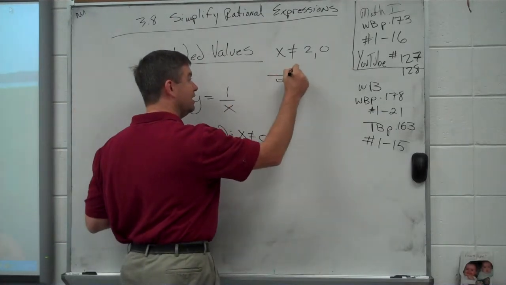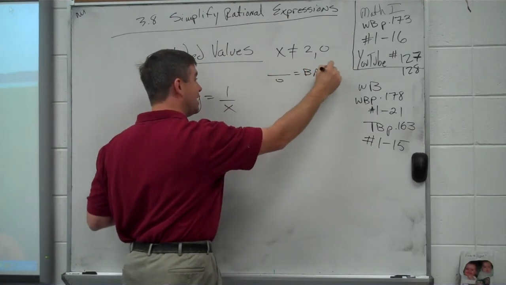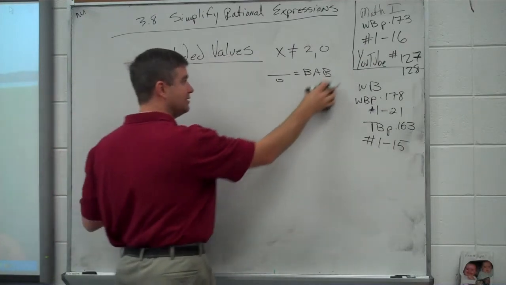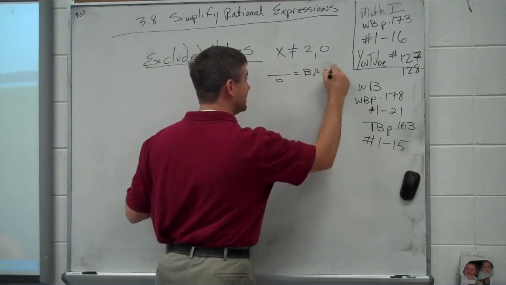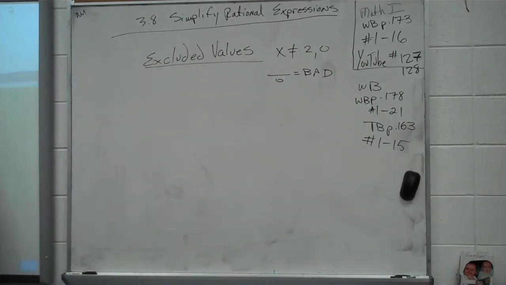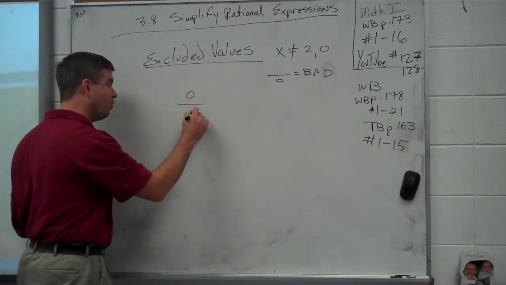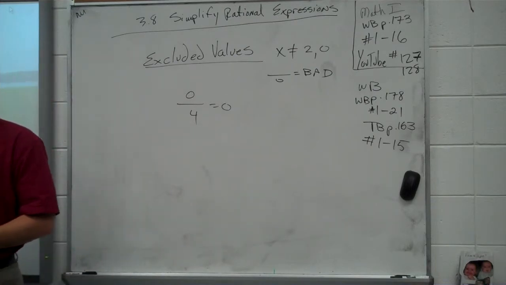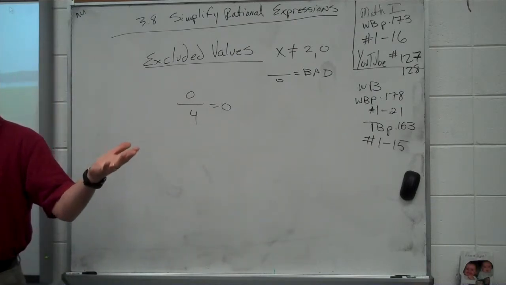So write that on your paper. Dividing by 0 is bad. Okay, that's an oversimplification. It's bad. You can never divide by 0. So excluded values deal with that. I don't care about the top. The top can be anything. The top can be 0, right? 0 over 4 is fine. That just equals 0. You do it on your calculator, 0 divided by 4, it says 0.